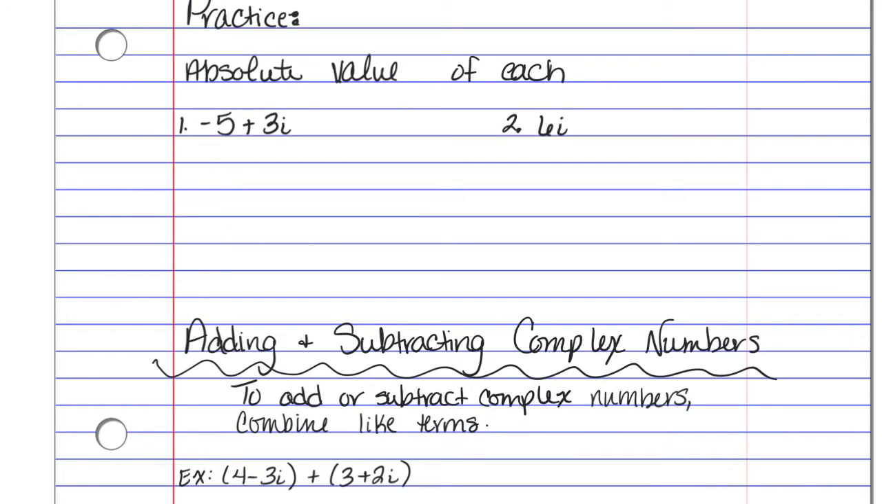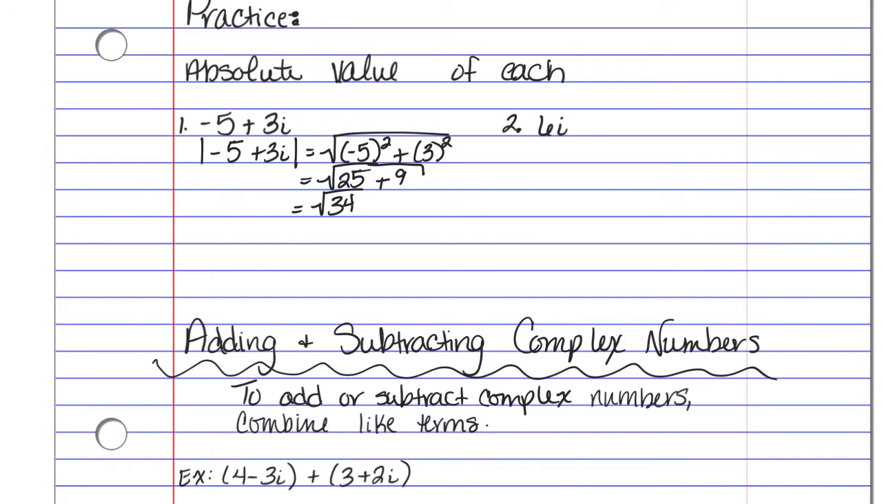If we were going to try the first one, I would start by setting it up with the absolute value symbol. So negative 5 plus 3i, so the absolute value is equal to the square root of a squared, which is negative 5 squared, plus b squared, which is just the 3, not the i. Negative 5 times negative 5 is 25. 3 times 3 is 9. And that gives me a grand total of the square root of 34.